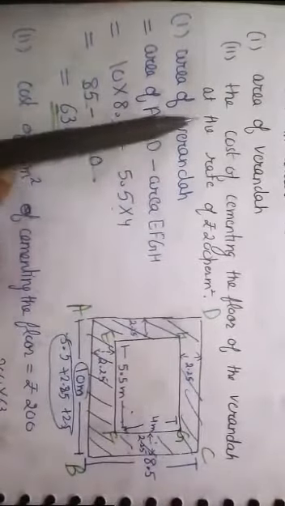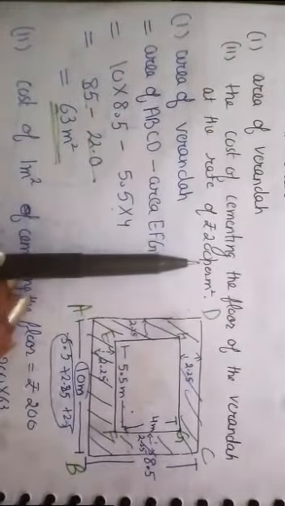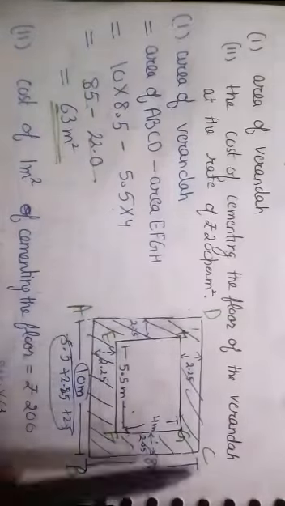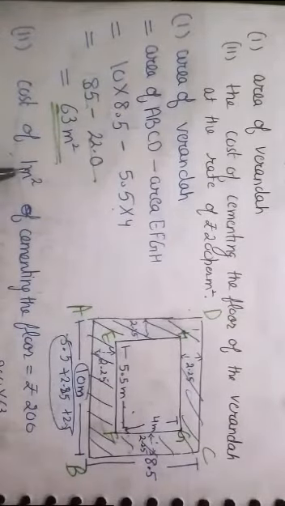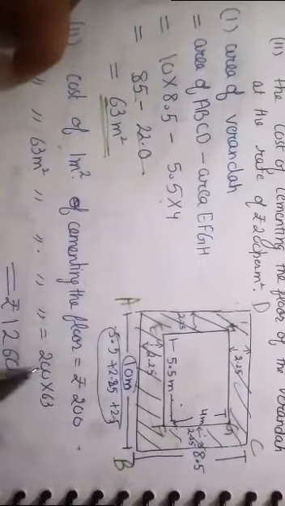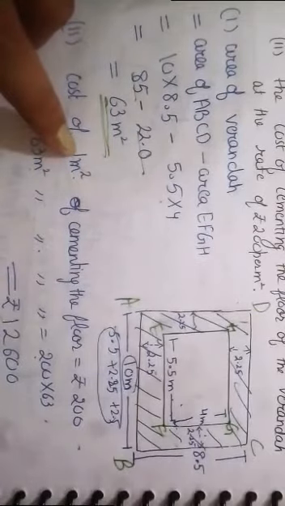The second part is to find the cost of cementing the floor of the veranda at the rate of rupees 200 per meter square. So this is the veranda, and its cost is rupees 200 per meter square. So the cost of cementing 1 meter square of the floor is rupees 200. So the cost of cementing 63 meter square of the floor is 200 into 63, that is rupees 12600. So this is your final answer.